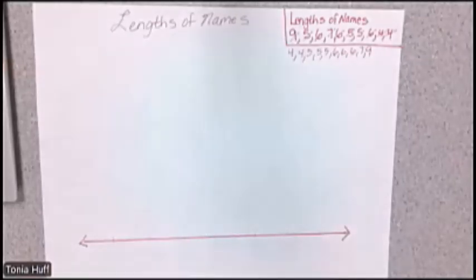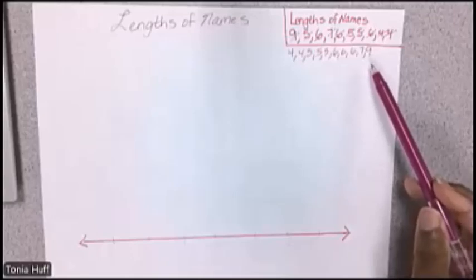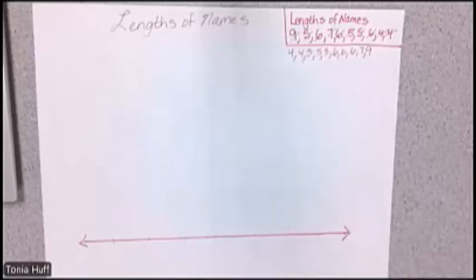Okay. So now that I have reordered, I can tell that 4 is the shortest name in my data set. And I can also tell that because I have a 9, that's going to be the longest name that was in my data set. I'm going to use the line plot, and I'm going to number the axis of my line plot with the numbers 4 through 9.